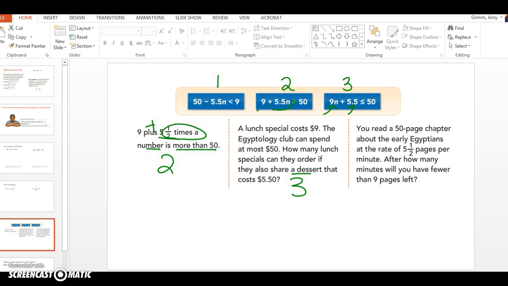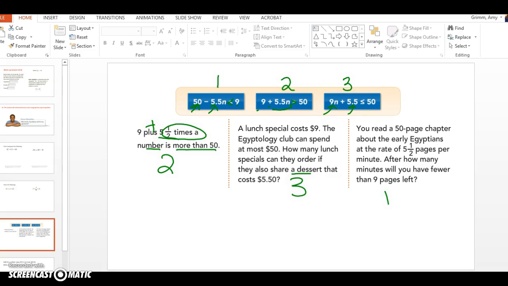Okay. And then the last one: you've read a 50-page chapter about the early Egyptians at a rate of 5.5 pages per minute. After how many minutes will you have fewer than 9 pages left? So we have 50 pages total. Each minute we're going to subtract out 5.5. And then we want to have less than 9 pages left to read. So that is correct for this one. Okay? Does that make sense? Nora, are you okay? You're giving me a weird look.